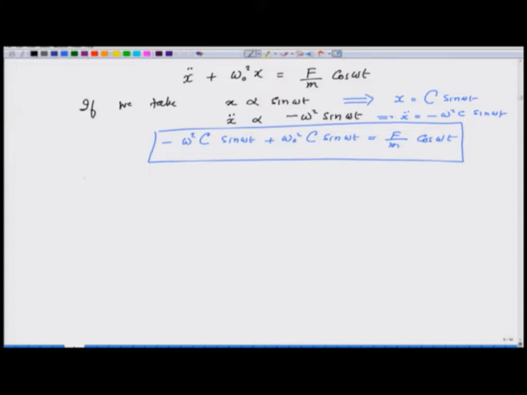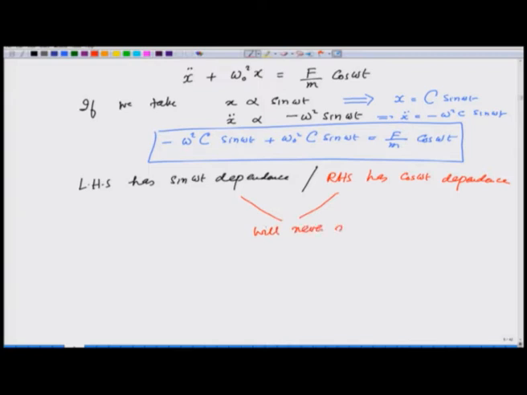Notice that the left hand side has sine omega t dependence. The right hand side has cosine omega t dependence. So, the two can never match at all times. Therefore, sin omega t cannot be the solution. I will cut it out. This cannot be the solution. Okay?